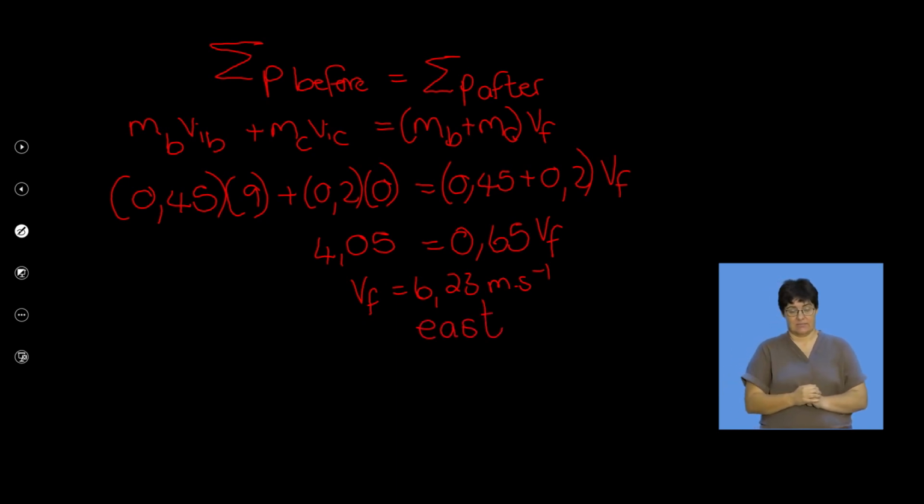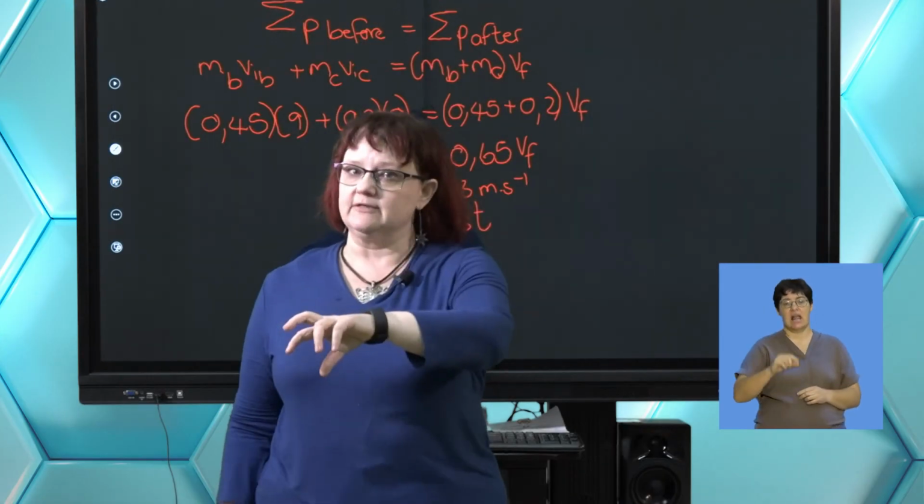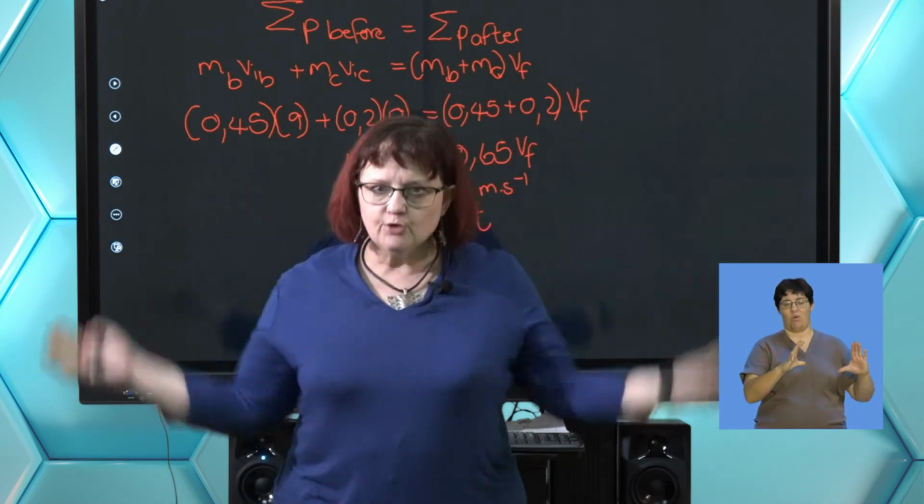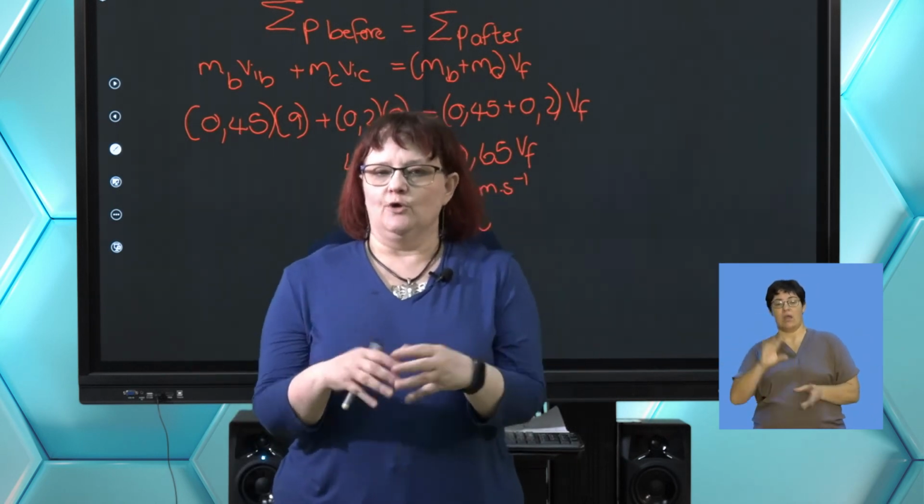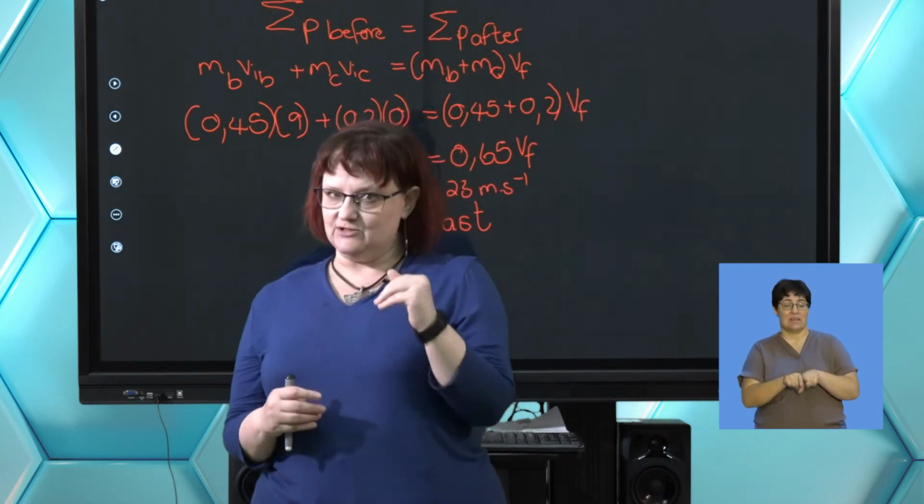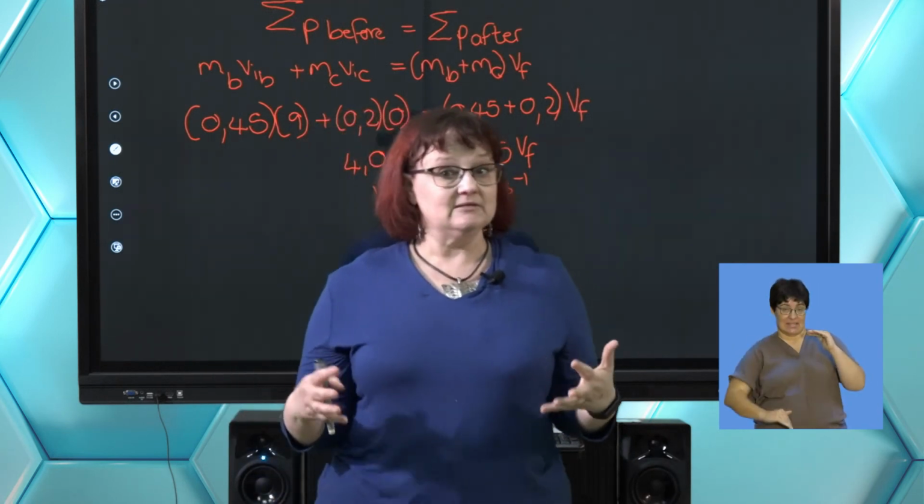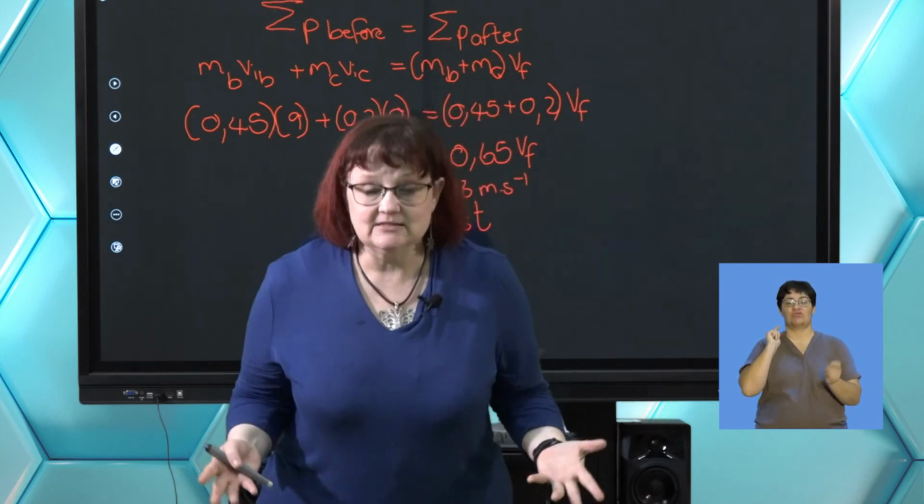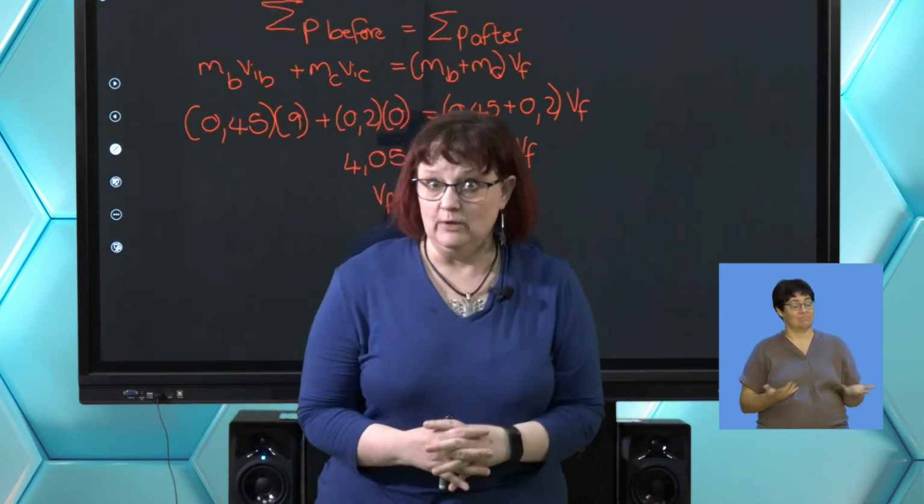I expect the final velocity to be smaller than the ball's original velocity because the total mass has increased. Okay, and the momentum's got to stay the same. So if the mass increases, velocity needs to decrease. Otherwise, the momentum will change size, which is not something we can do.